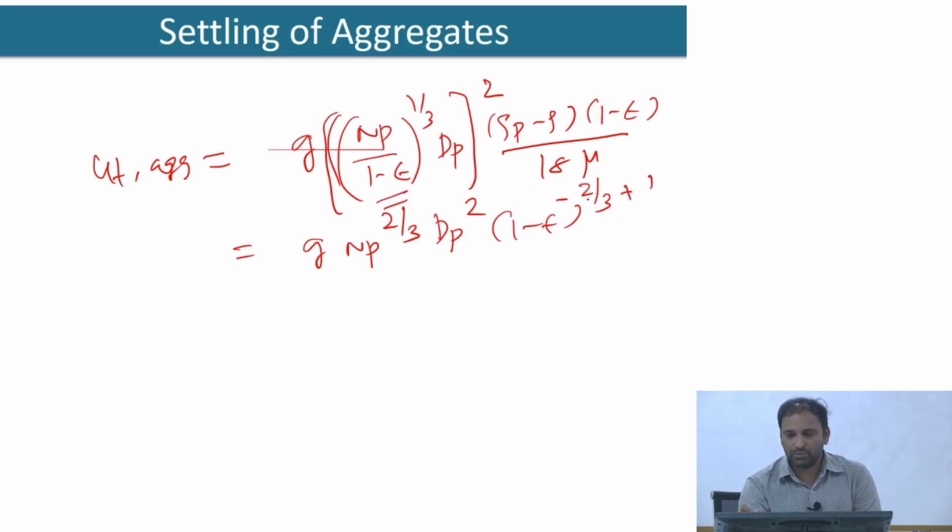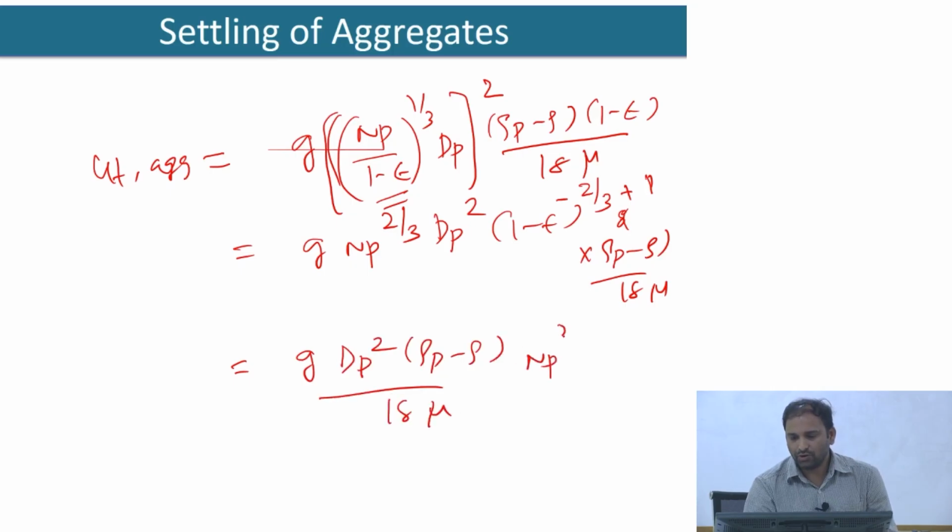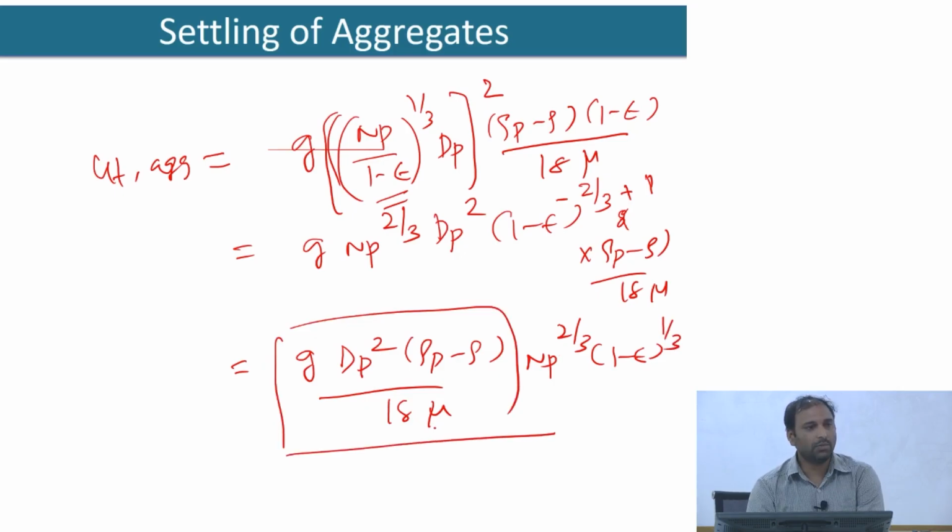Therefore, if I take it up, it becomes minus 2 by 3 plus 1, and of course you have that multiplied by rho p minus rho divided by 18 mu. If you simplify this, it becomes g dp square into rho p minus rho divided by 18 mu, into np to the power of 2/3 into 1 minus epsilon to the power of 1/3. That is a single particle settling velocity, your ut itself, times np power 2/3 into 1 minus epsilon to the power of 1/3.